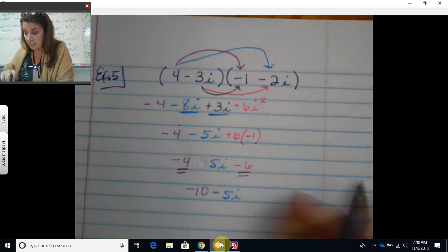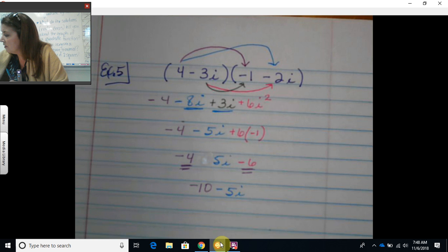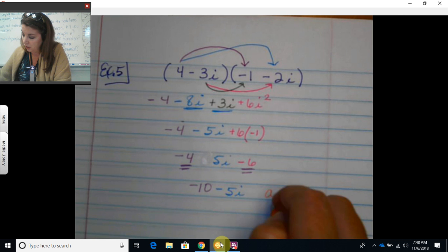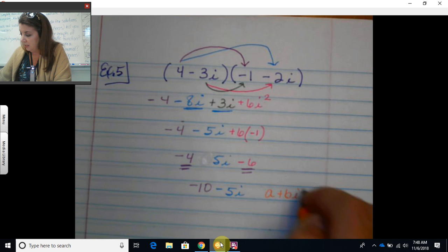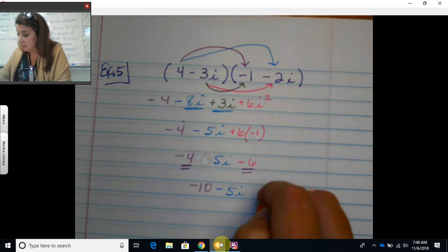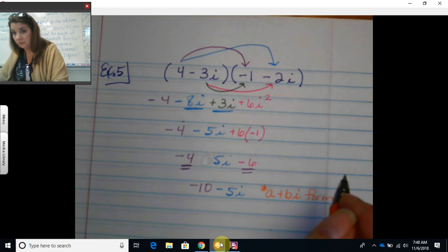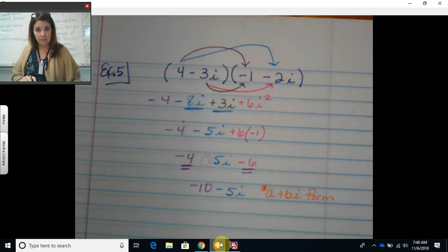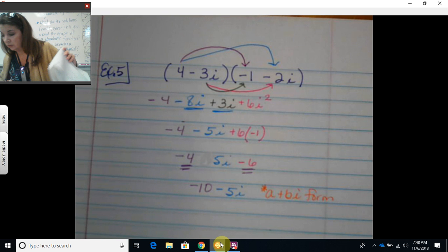Anything else I can do? No, now it is in a plus bi form. All like terms are combined. We don't have any i squared. We're good to go. That makes sense? Okay, I have one more example. Y'all can try it on your own. Come back and fix my minus sign here in a minute.